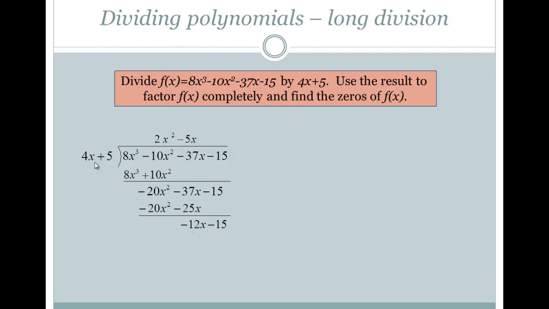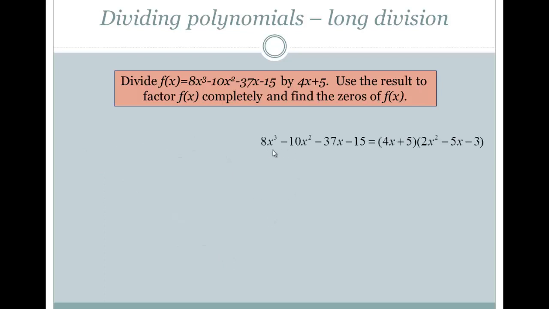And now I have to say, all right, what do I multiply 4x by to get negative 12x? And hopefully you guys realize that that's simply negative 3. And if I do that, I get negative 12x minus 15, again subtract, and I get 0. That means I don't have a remainder here. All right, so this is a perfect factor of this polynomial.